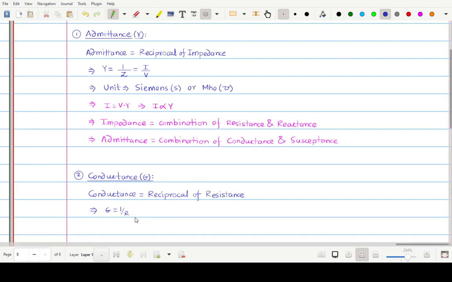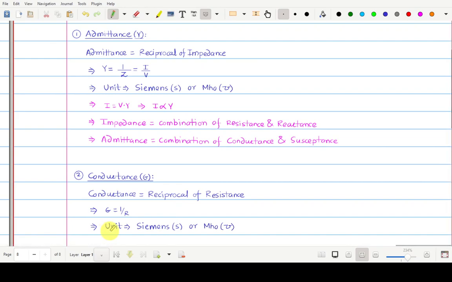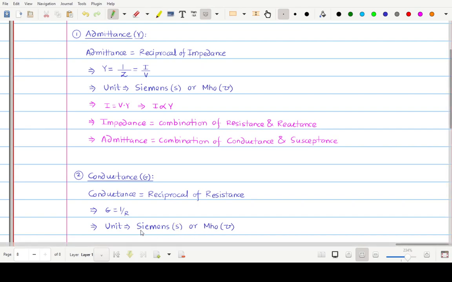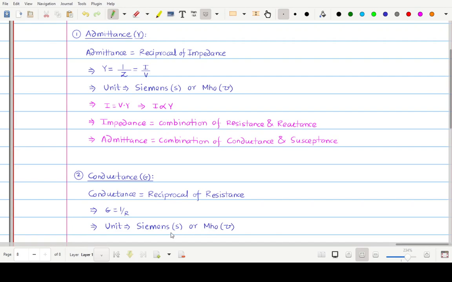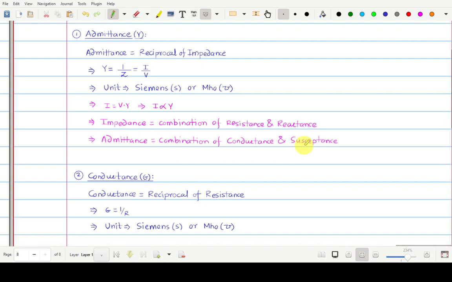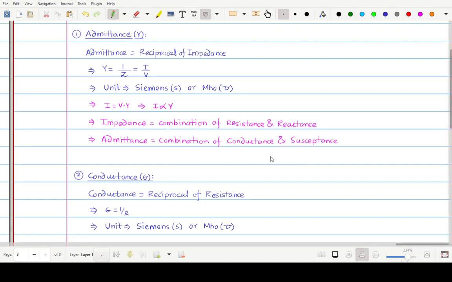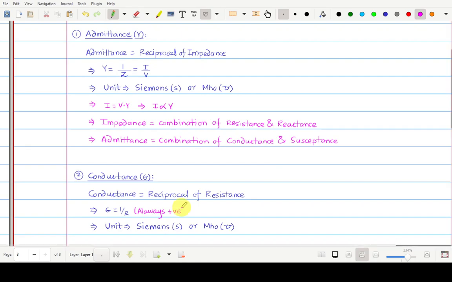Reciprocal of resistance. Okay. And here the unit for measurement will be same as admittance. So it is measured in Siemens. During old days it was measured in mho. Nowadays it is measured in Siemens. Okay. And one thing you have to remember, conductance is always positive. Okay, susceptance may be positive or negative, but conductance is always positive. So this is always positive.